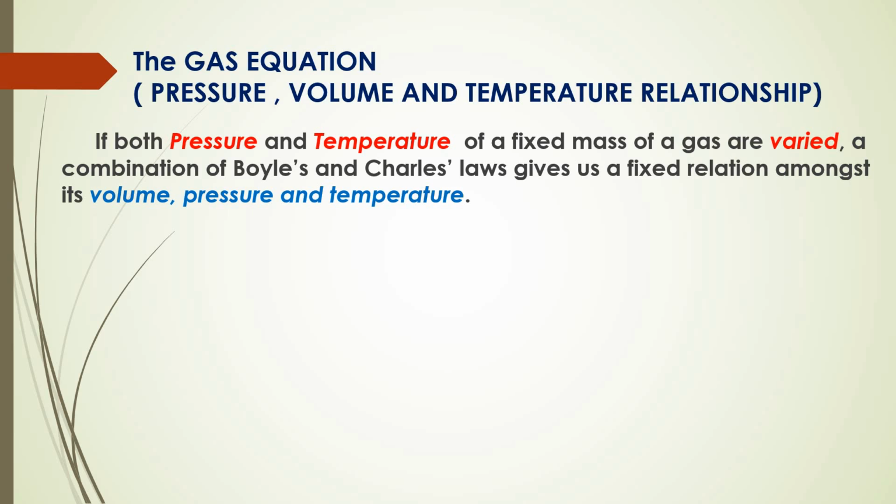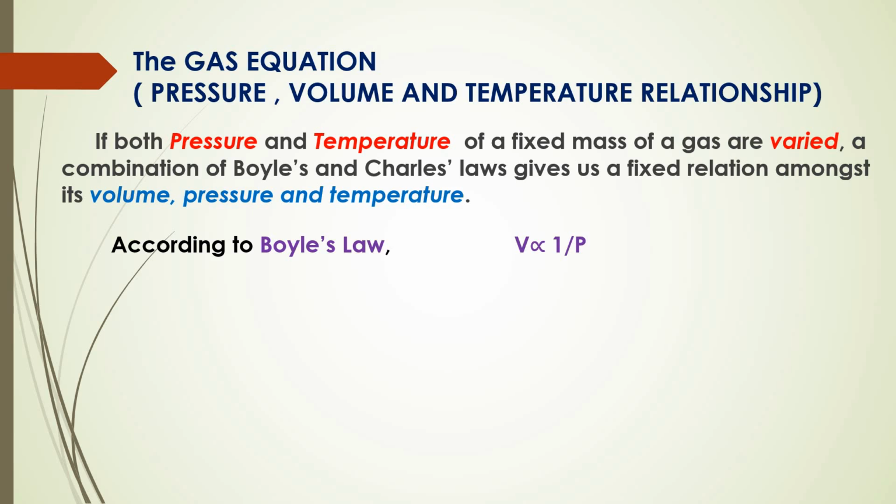How does it tell us? If both pressure and temperature of a fixed mass of gas are varied, that means both are changed together, then a combination of Boyle's and Charles' law gives us a fixed relation amongst its volume, pressure, and temperature. So when pressure and temperature both are changed at the same time, how do we get the relation between pressure, volume, and temperature all at the same time? By combining Boyle's law and Charles' law. Is that clear? That expression is known as the gas equation. So let us see how we get that equation.